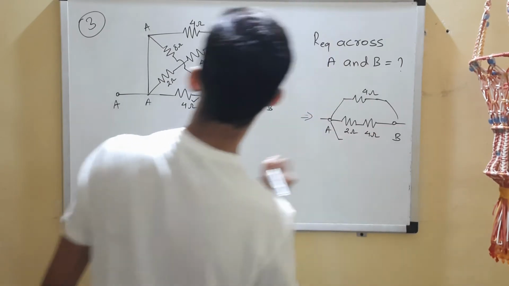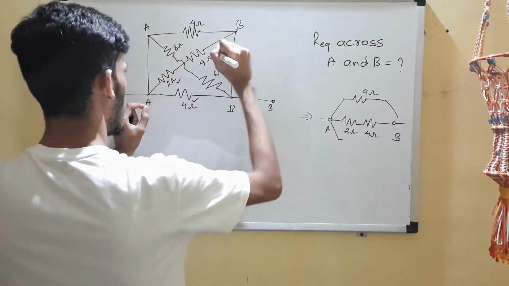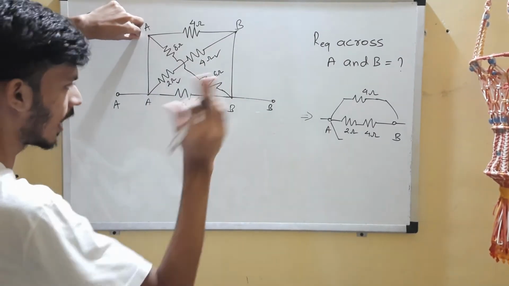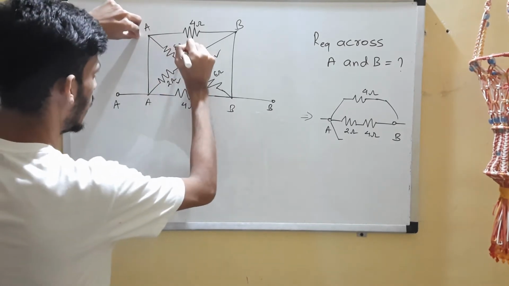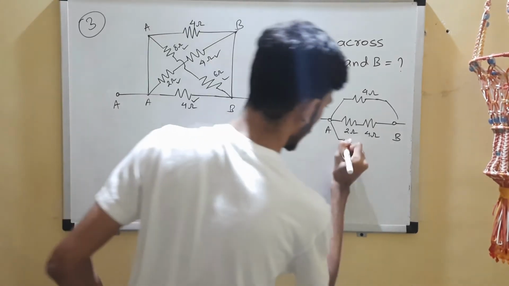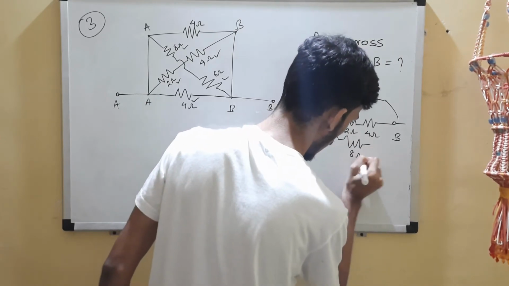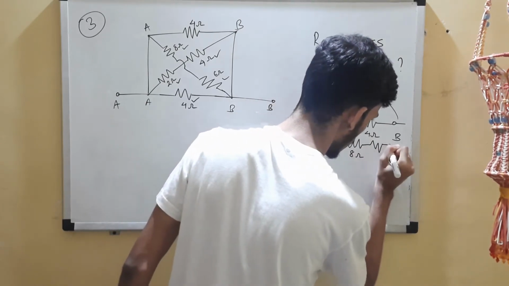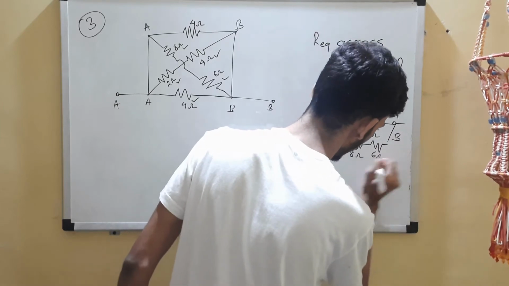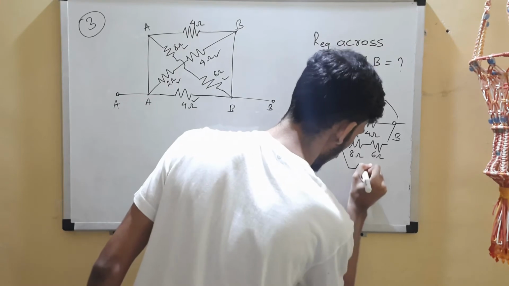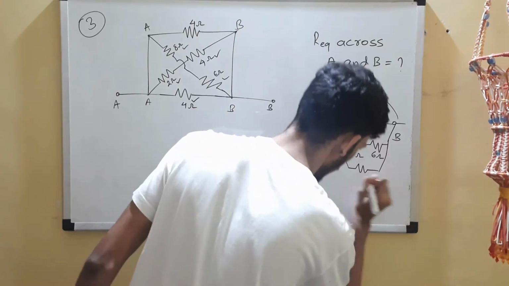Now we have, so this 2 also done. Then we have 8 ohms and 6 ohms again between A and B, right? So this 2, let's account for them. So it's 8 ohms and 6 ohms, right? And finally, again we have 4 ohms between A and B. Okay, so let's connect it this way.